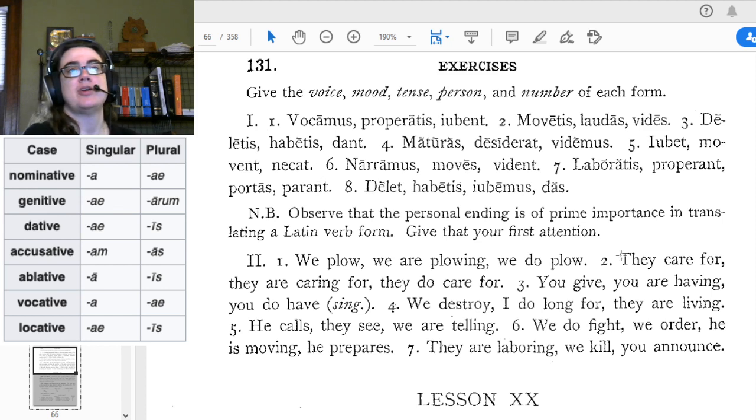Yeah. Nota bene. Observe that the personal ending is of prime importance in translating a Latin verb form. Give that your first attention. Yep, go right to the end. Figure out the person.